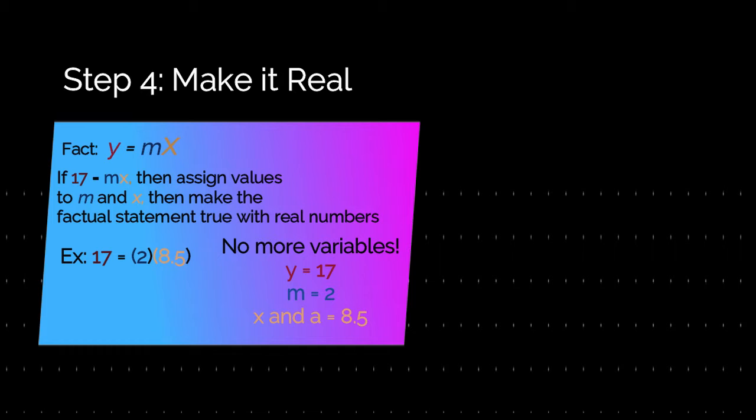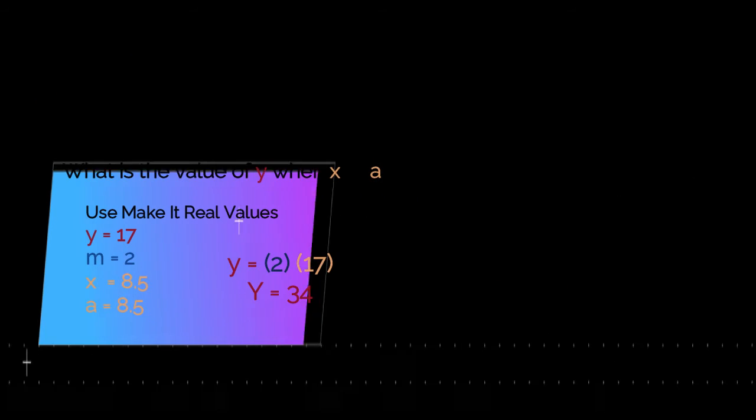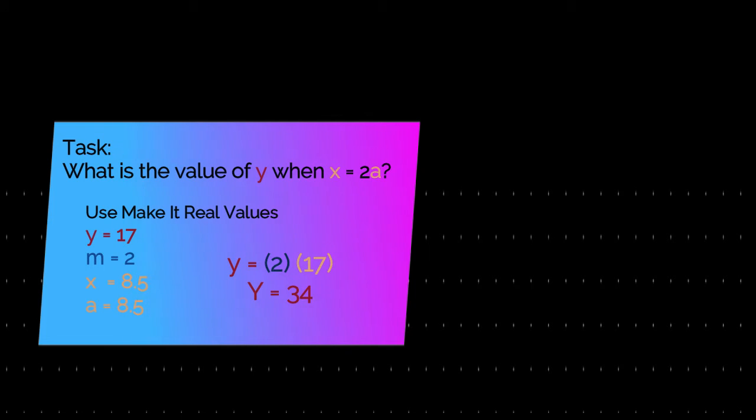Now that you've established numerical values for all of the variables which make your conditions and your fact statements true, you're home free because now you can just do the math with numbers instead of variables. Now all that's left to do is to examine the task and make sure we're answering what they've asked us to do. And their question is, what is the value of y now when x equals 2a?